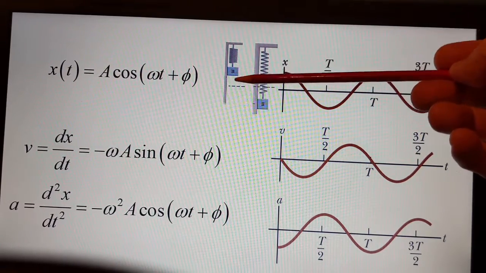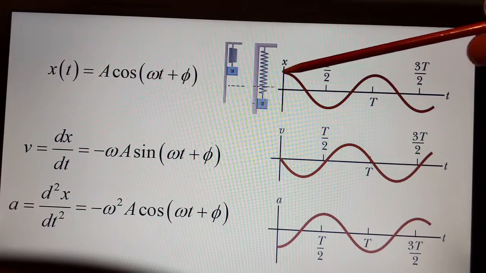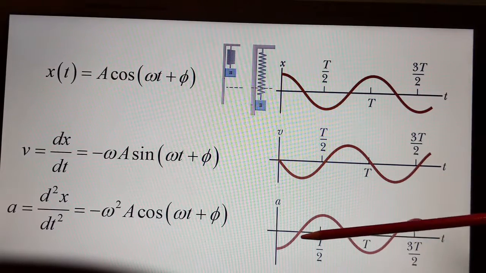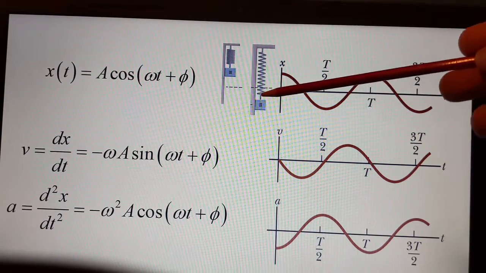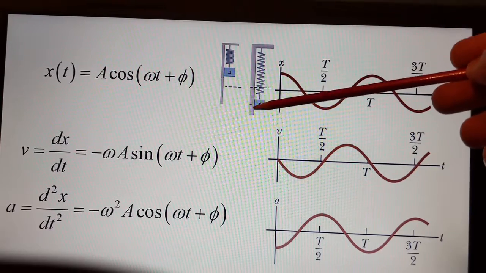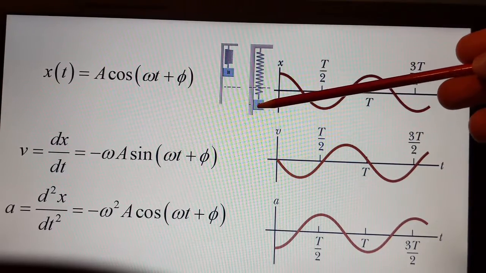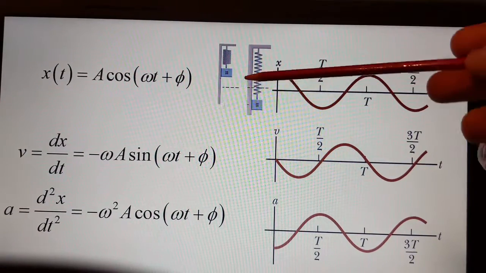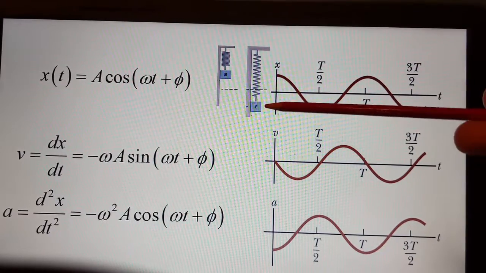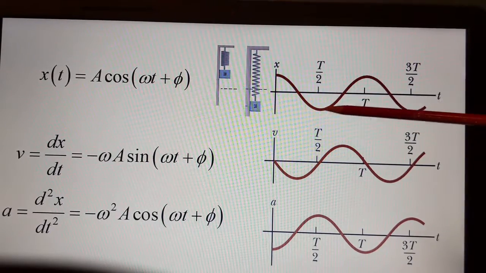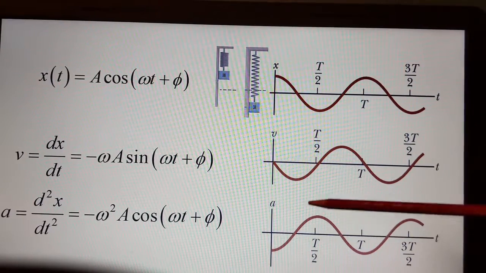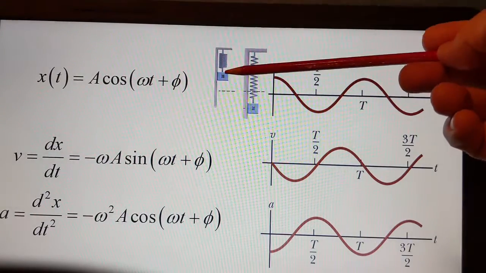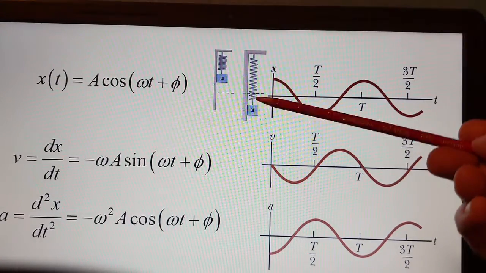Now in the upper half, the force is downwards. So in this part and in this part, the force is downwards, and so the acceleration is downwards. In the lower part, when it goes below the mean position going up, the x is negative, the acceleration will be upwards, because from Hooke's law we have F equals minus kx. So when x is negative, the force is positive, and so in this part the acceleration is positive, and when it's in this part the acceleration is negative. So in the upper half the acceleration is downwards, in the lower half the acceleration is upwards.